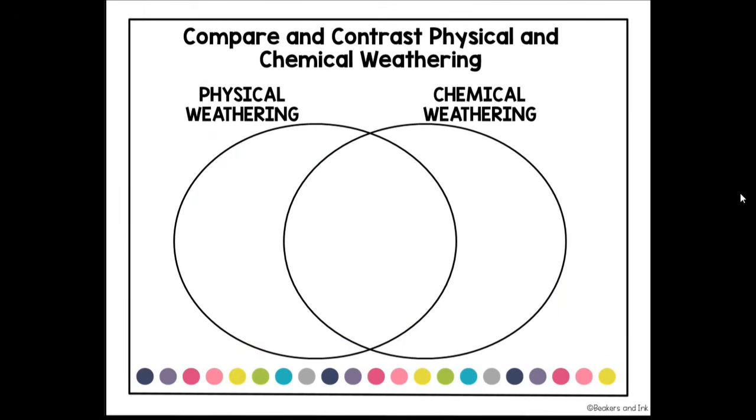Lastly, take the chart that you have on the very last page of your notes and compare and contrast physical and chemical weathering. On the left side of the Venn diagram, you'll list as many examples of physical weathering as you can. On the right side, chemical weathering. And in the center where the two circles cross, try to come up with as many things as you can that describe how they are similar.